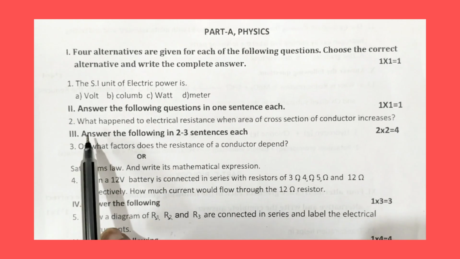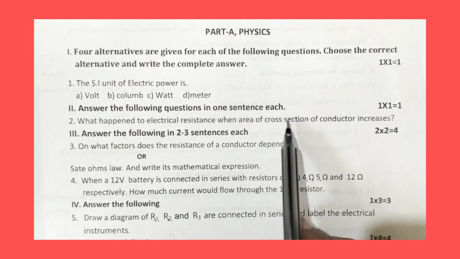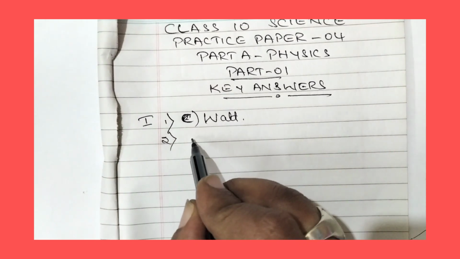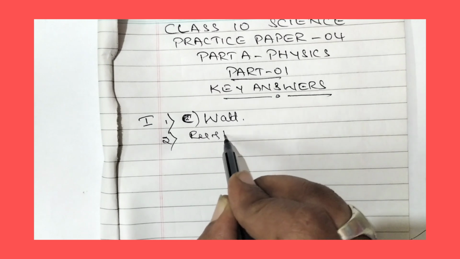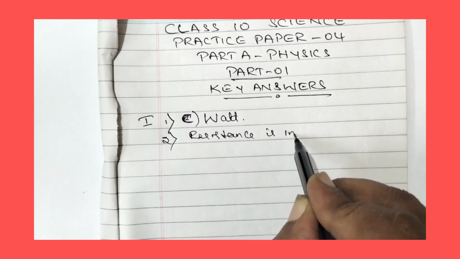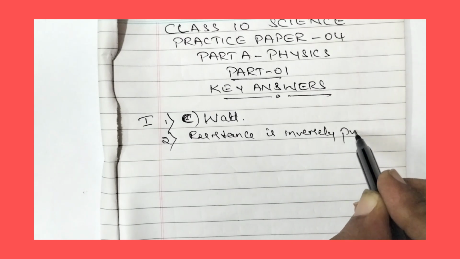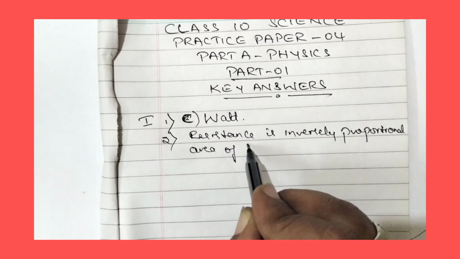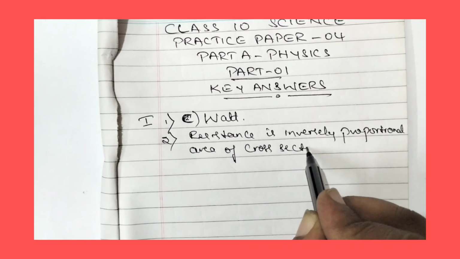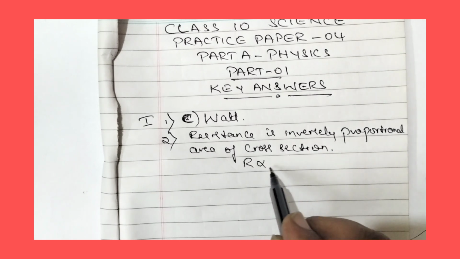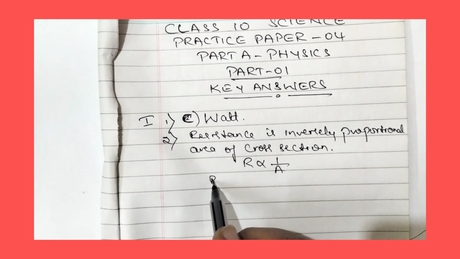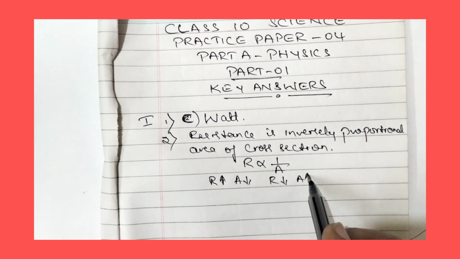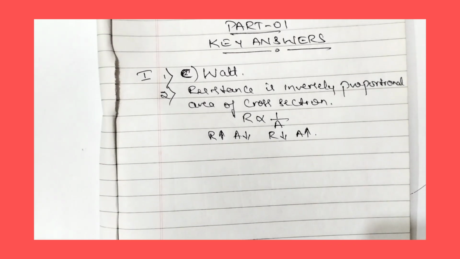In the second question, what happens to electrical resistance when the area of cross section of a conductor increases? So what happens to electrical resistance, they asked. We have to write: resistance is inversely proportional to area of cross section. As resistance increases, area decreases. As resistance decreases, area increases. So this is the answer for the second one.